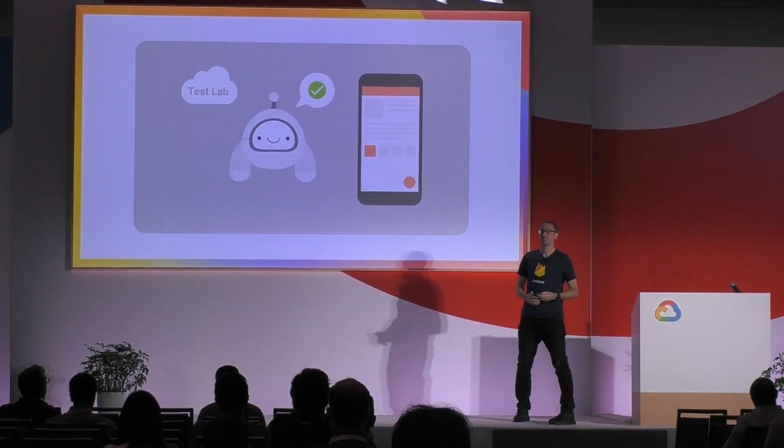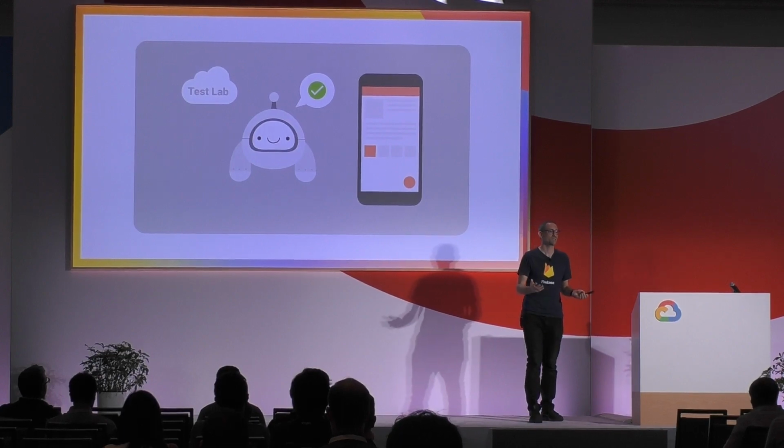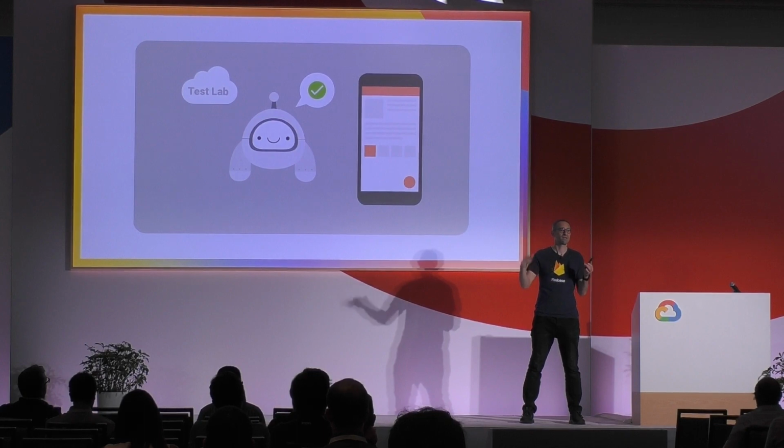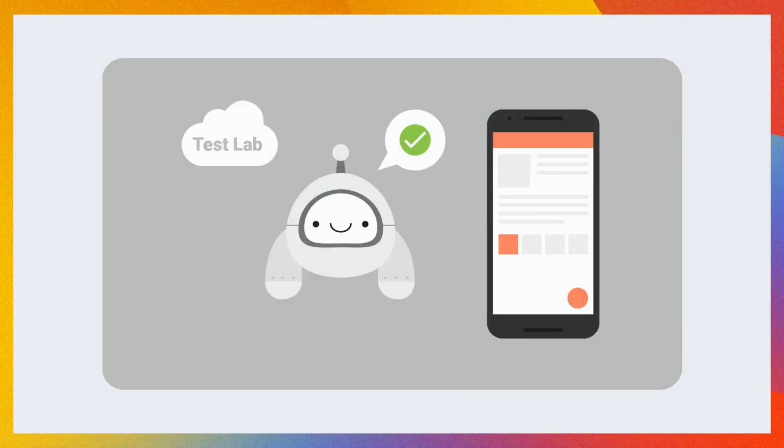The easiest type of tests you can run in Test Lab are robo-tests, fully automated tests. It will take a look at your application. It will try and navigate through the application, click on all the important bits, pressing buttons and navigating to screens, maximizing test coverage.